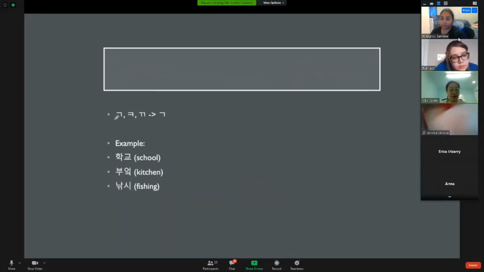Okay, so another rule. Whenever you have a kiyeok sound, it will change to the 기역 sound. Whenever you have a 기역 in the final 받침, the final consonant, you see 기역 here, ssangkiyeok, all of these will change to the 기역 sound. So it'll be 학교, 부엌, 낚시.